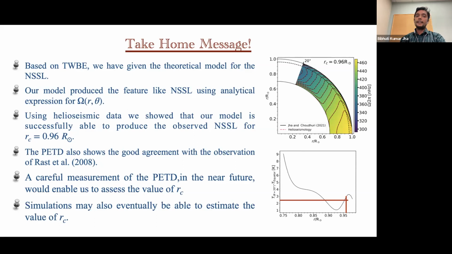So ultimately, at the end, I will say that if we can somehow map the latitudinal dependency of solar temperature at the surface, we can estimate the RC, because whatever delta T profile we get at RC is mapped to the surface based on our idea.